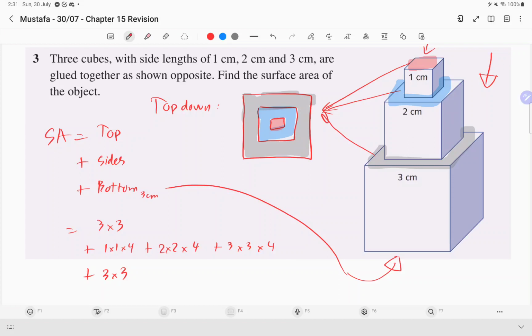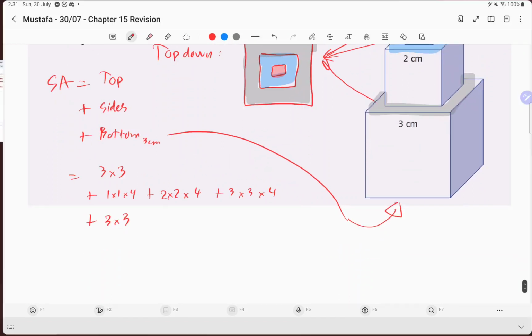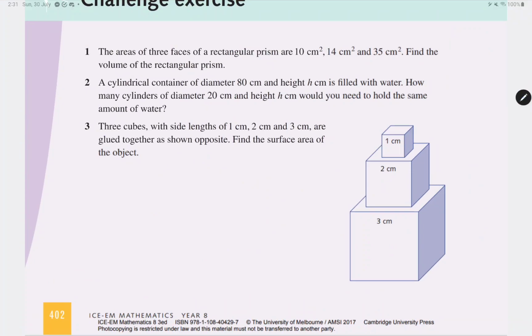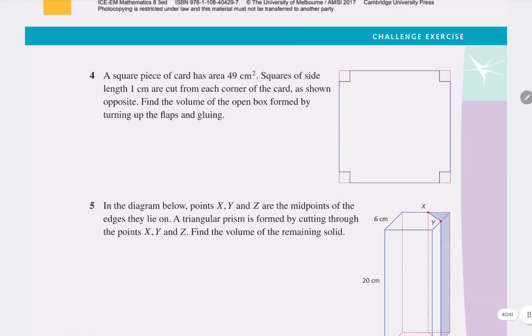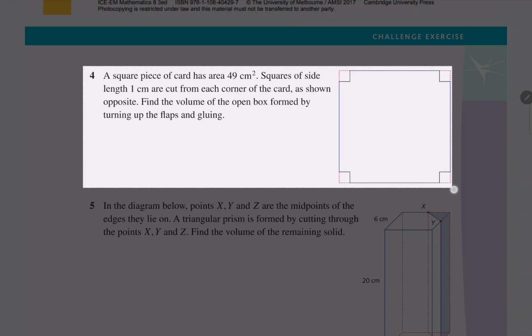Put it this way, surface area is like if you take a paintbrush, you have to paint it. But if it's squished like that, you can't paint it. So it's not part of surface area. So that's question 3 there. It requires that little bit of intuition to see from the top down. Otherwise, your calculation will be a bit painful.